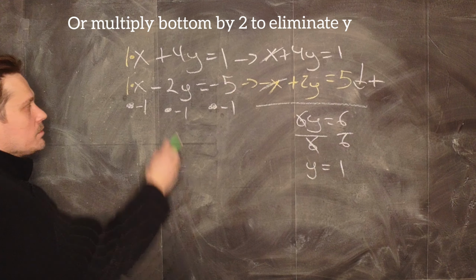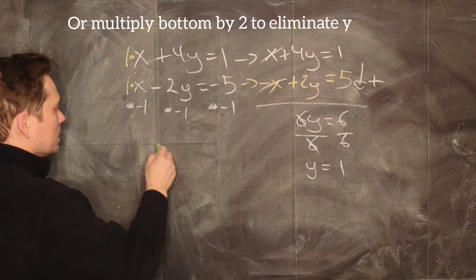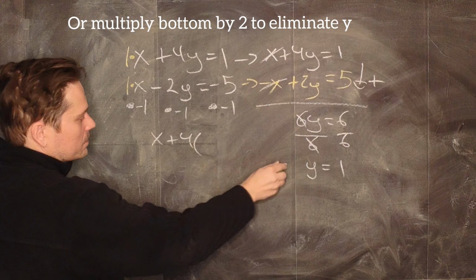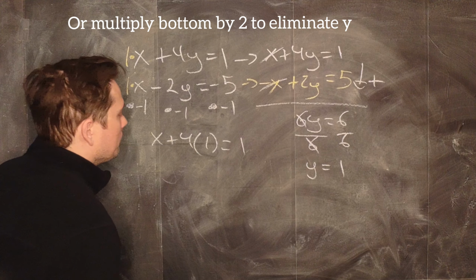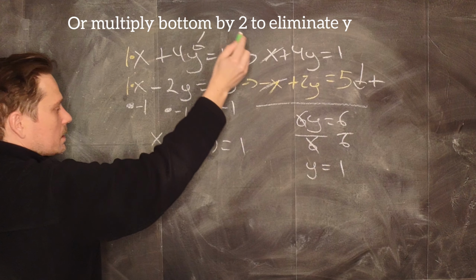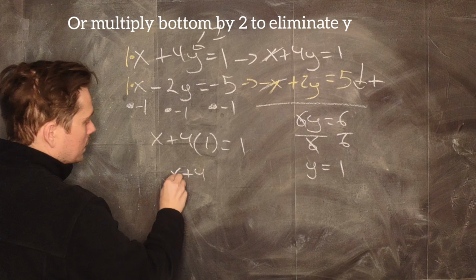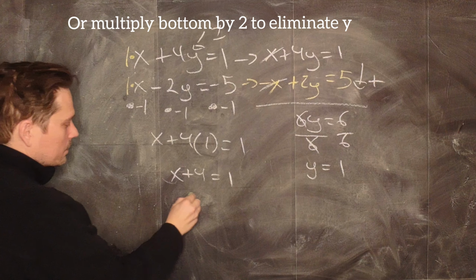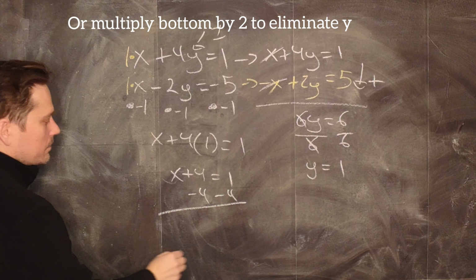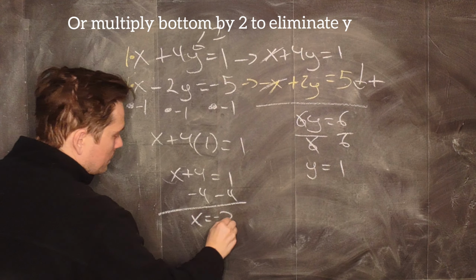Once you know y is 1, plug into the top equation, for example. So you can have x plus 4 times the value of 1 is equal to 1. So basically plugging in here this value of 1 for y. So x plus 4 is equal to 1. Subtract 4 from both sides. And therefore x is equal to negative 3.